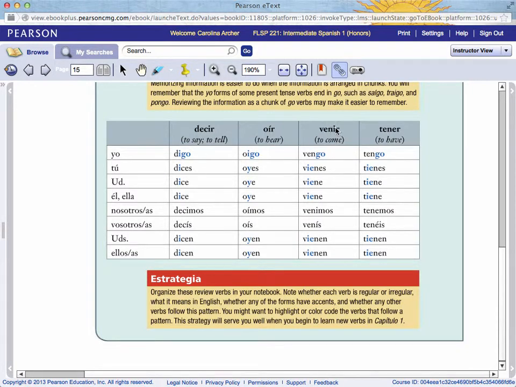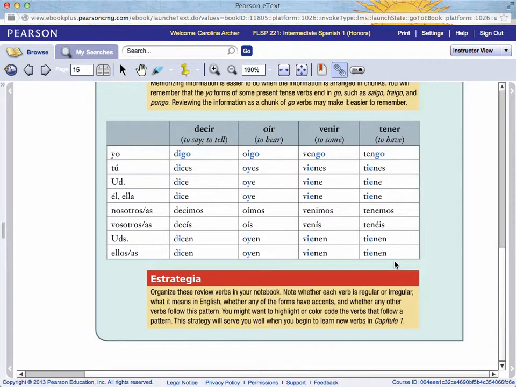The same thing with venir. The e in venir, in the infinitive, is going to change to ie, okay? Entonces, tú vienes, usted, él, ella viene. Nosotros is going to stay regular. Ustedes, ellos, y ellas vienen. Okay, see, the endings are regular, but the change happens in the root. And tener, the same thing. The first e in tener is going to change to ie. Tienes, tiene, tiene, tienen, y tienen.